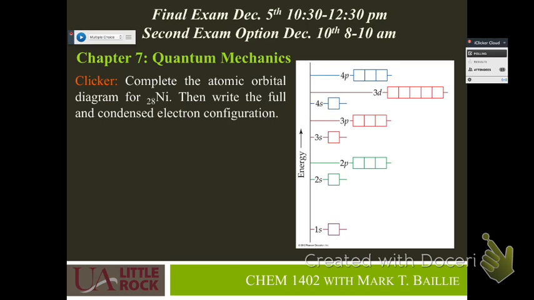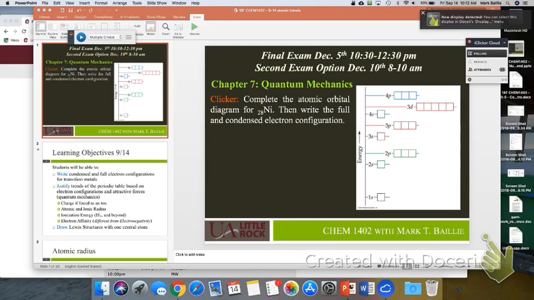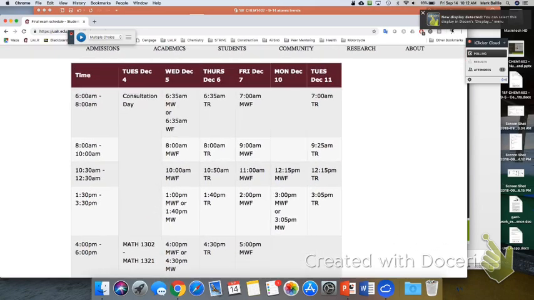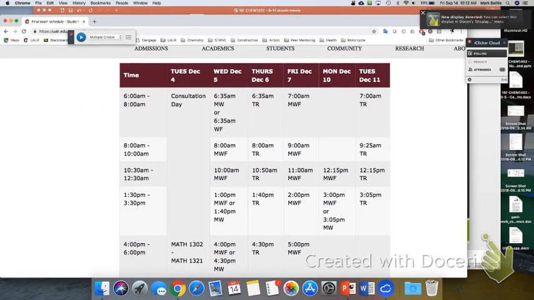So I have looked at the final exam schedule, and what I found was that there is a large blank where no one has final exams on Monday, December 10th from 8 to 10 a.m.